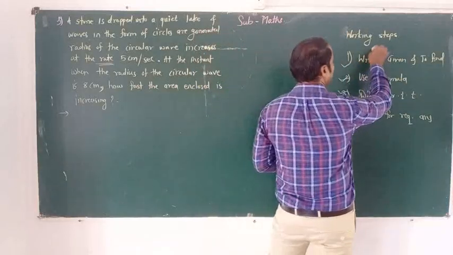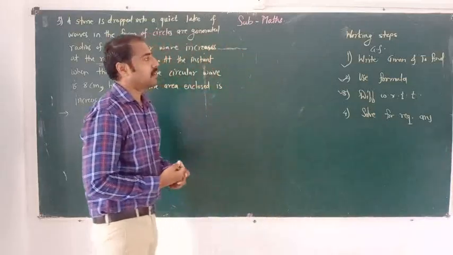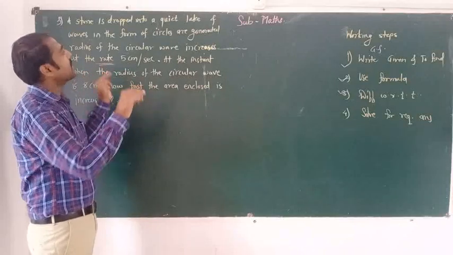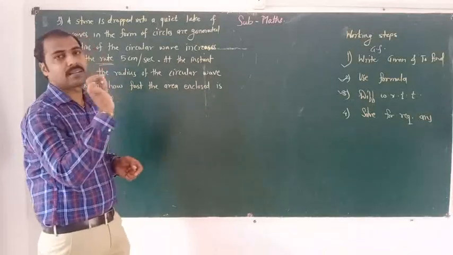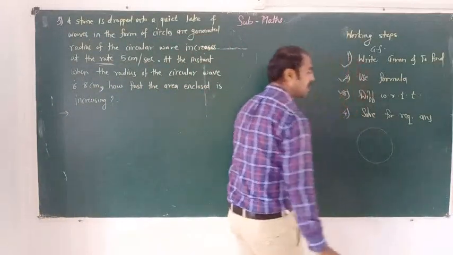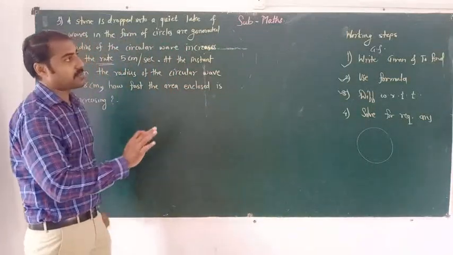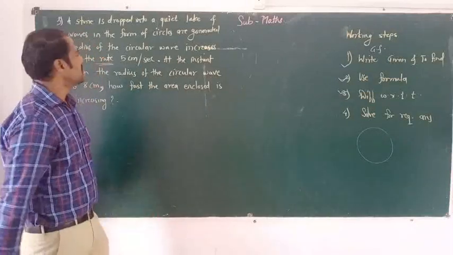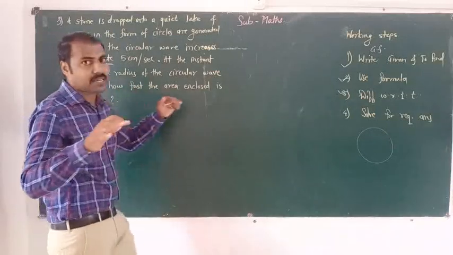First step, geometrical figure. What is the geometrical figure? Write given and to find properties. A stone is dropped into a quiet lake. Quiet lake, शांत तलाव आहे, त्या तलावामध्ये दगड टाकलेले आहे. So quiet lake is clearly a circle. That geometrical figure is identified here. That geometrical figure is circle. And waves in the form of circles are generated.